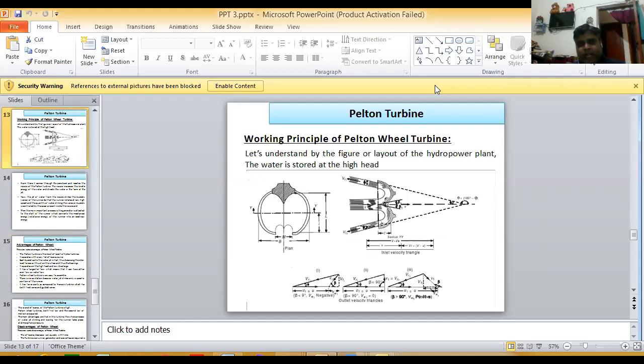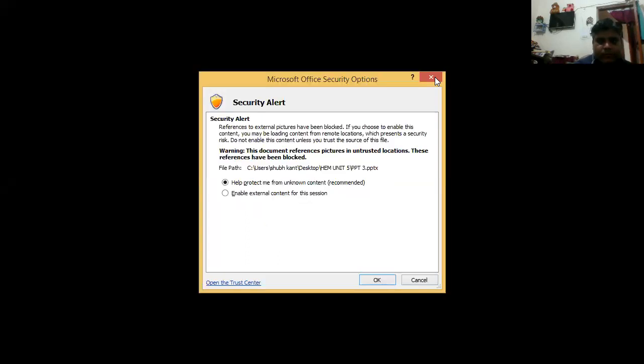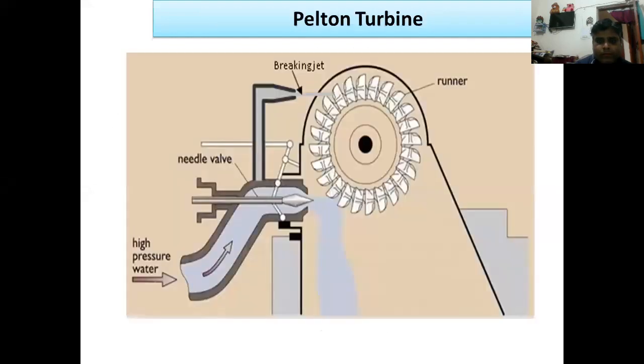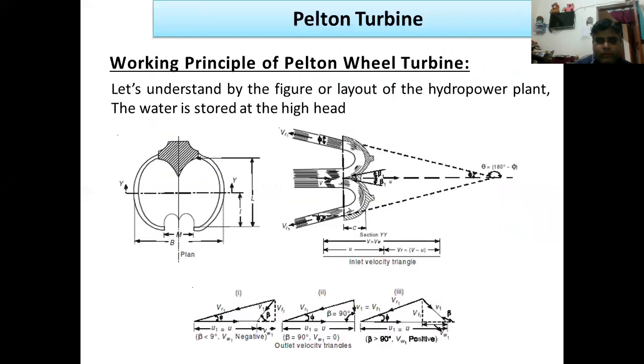Now, working principle of Pelton wheel turbine. This is the working principle of Pelton turbine.